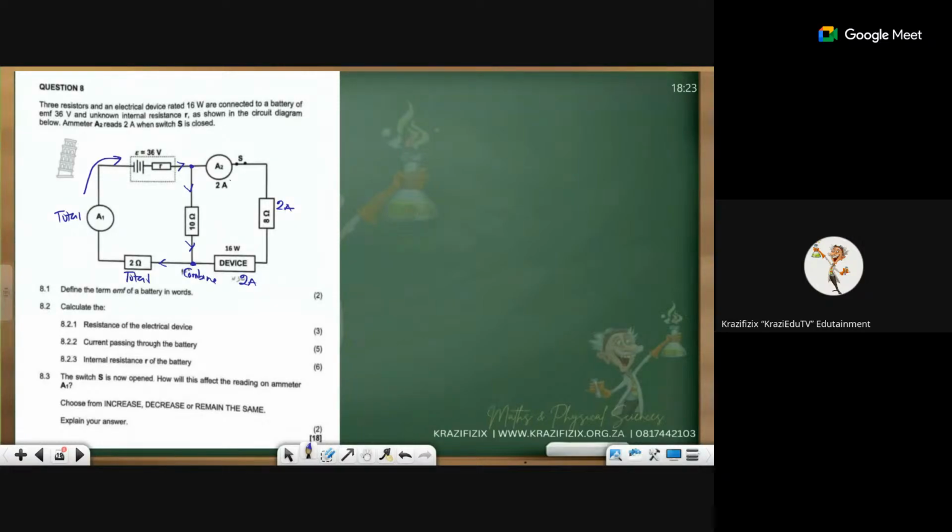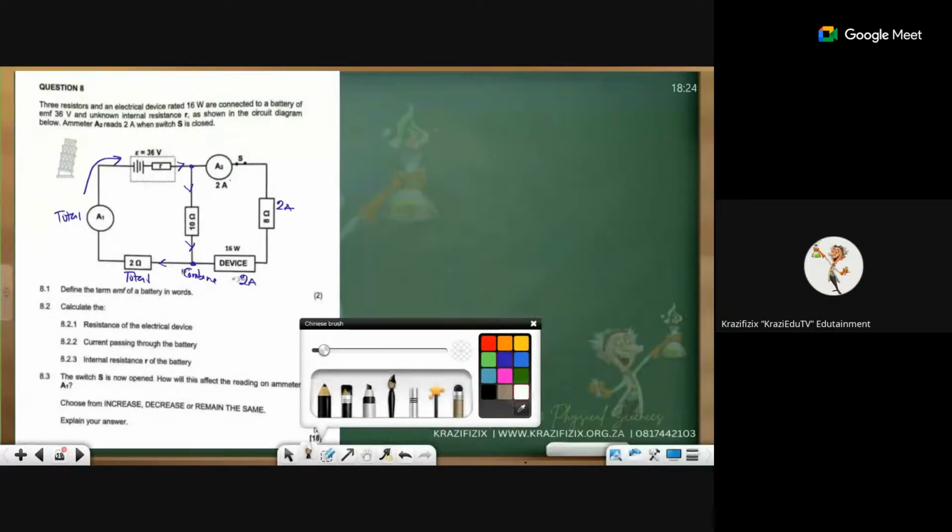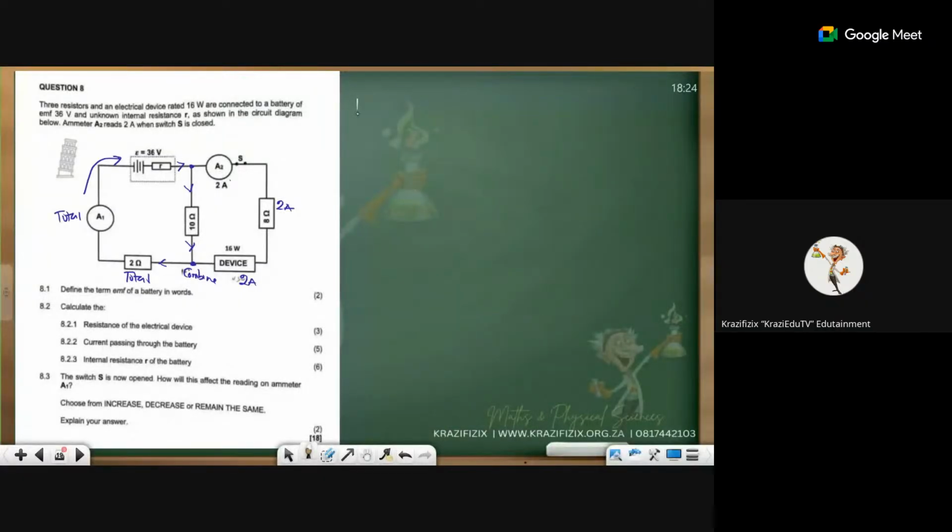Okay. All right. EMF, we're good. Calculate the resistance of the electrical device. Now look at your device. You have power, you have current. No, I don't need V. P equals I squared R. So what do we have? What's my power? 16. I know I, right? 2 squared. Come on. So what is R? 4 ohms. We are done there.